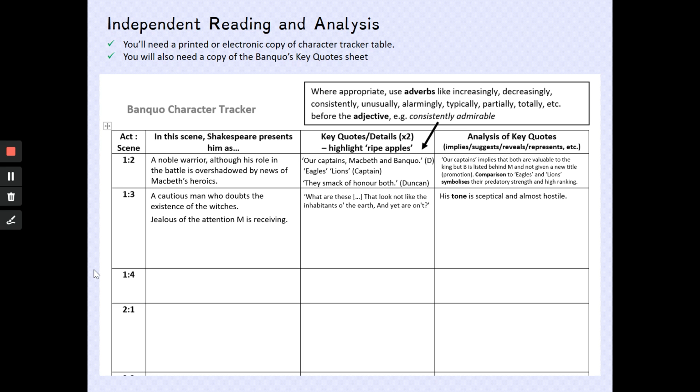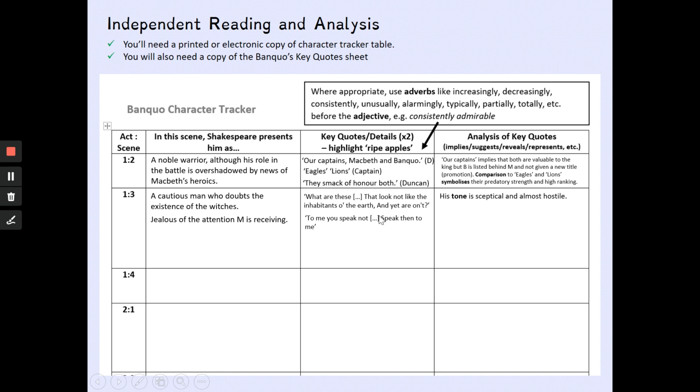We also learn in Act 1, Scene 3 that Banquo is jealous of the attention Macbeth is receiving. And we get evidence for that from the line, "To me you speak not, speak then to me." Now, you'll notice in the quote that I've just read out and the quote above, I've put square brackets in with an ellipsis, a dot, dot, dot in the middle.